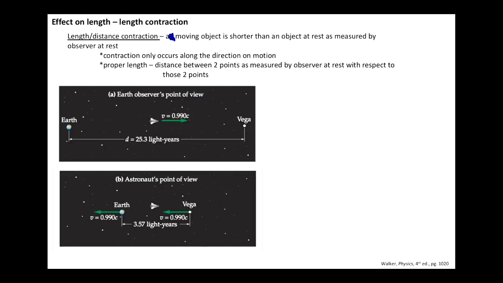The length is contracted. So now we have a new definition of proper. Proper length is the distance between 2 points as measured by an observer at rest with respect to those 2 points. What in the world does that mean? Okay, so maybe I'm trying to measure the length of the meter stick as it flies by. Well, I'm not at rest relative to those 2 points, right? If you just imagine the two ends of the meter stick, they are always at a different distance from me. So those two ends of the meter stick are not at rest relative to me.